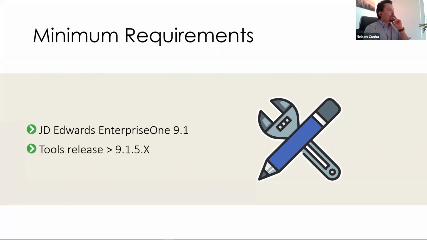Okay. Minimum requirements. Some of the attendees sent me emails about this, so we can cover APA implementation in version 9.1. The tools release is quite important because, as you saw, we make a lot of use of UDOs. So we want customers on the latest tools release possible, always. And this is also our minimum requirement to achieve the functionality you saw today.